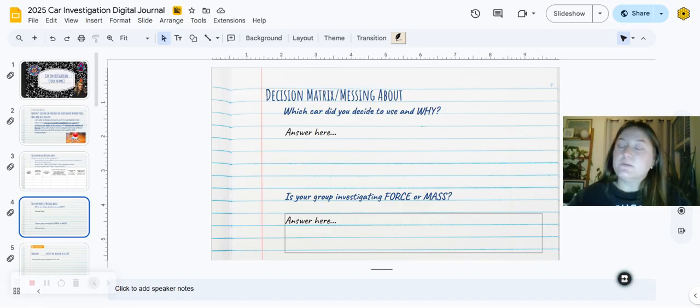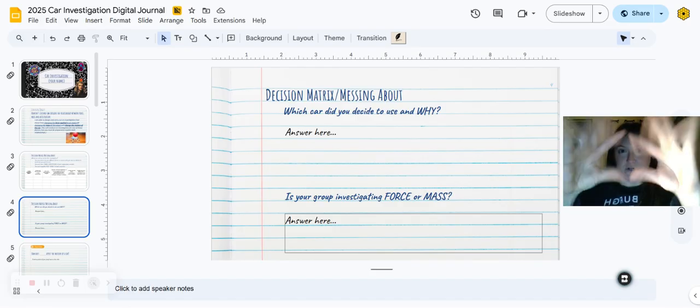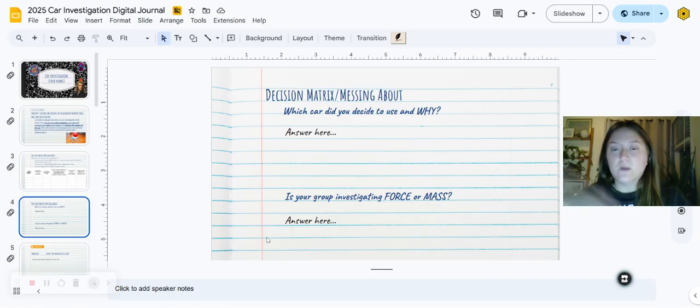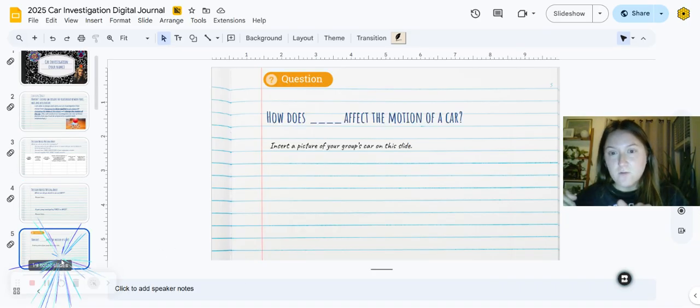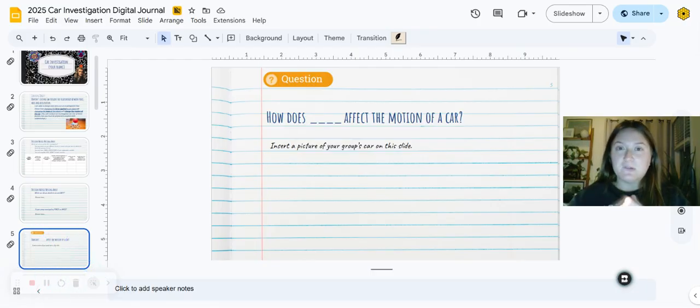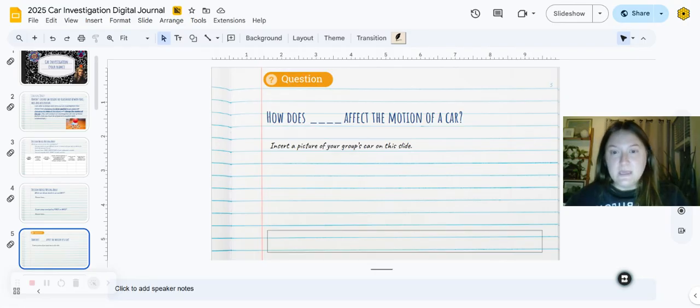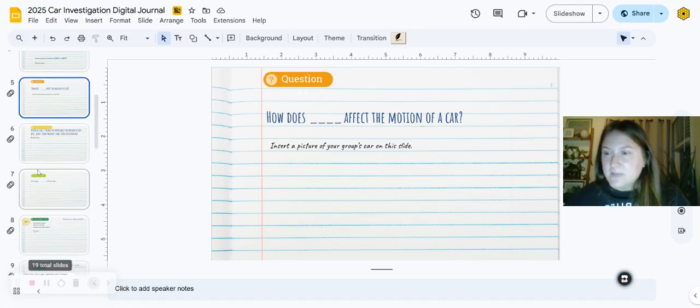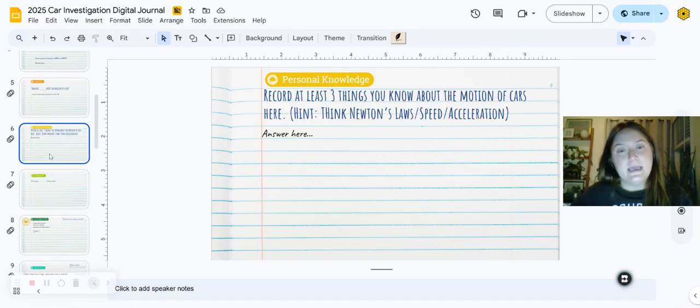And Mr. Hamilton or Mr. Lewis should have these washers that are huge and they're heavy, and you will be able to add whatever amount of mass you want to add to your car. So, that is another option, but you have to decide between one. Once you have that figured out, you are going to then set up your scientific question, insert a picture of your car or your group's car, and then you are going to end today thinking back about Newton's laws.